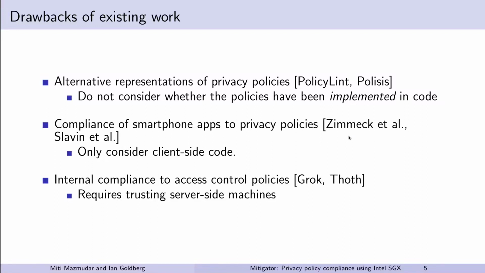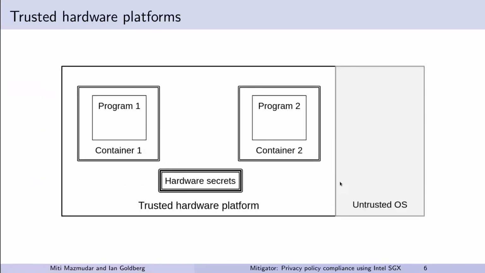Zimmeck et al. and Slavin et al. have built systems that check the compliance of smartphone apps to privacy policies. However, these systems only check the client-side code. Although other systems have been proposed to check the compliance of server-side code to access control policies or similar encodings of privacy policies, they require users to trust the server-side machines. Mitigator reduces the trusted computing base required for such a compliance check from the entire OS on the server-side machines to only a small module on them, namely a trusted hardware platform.